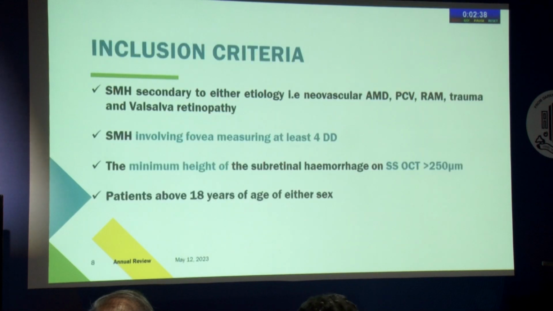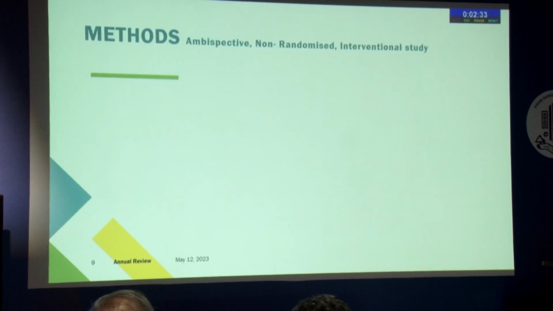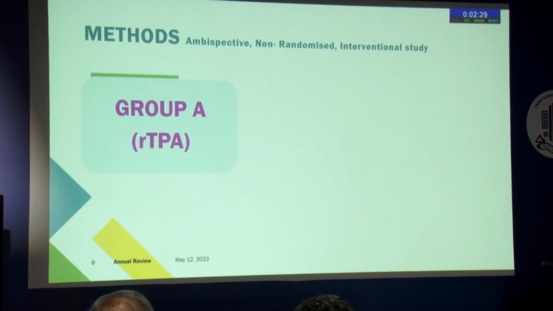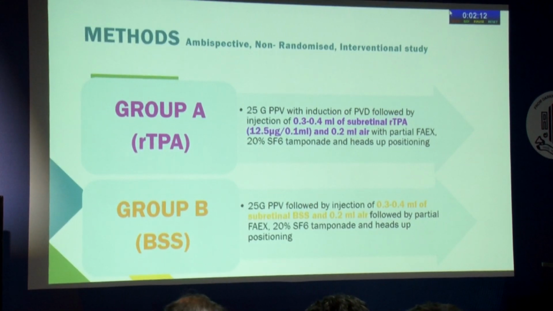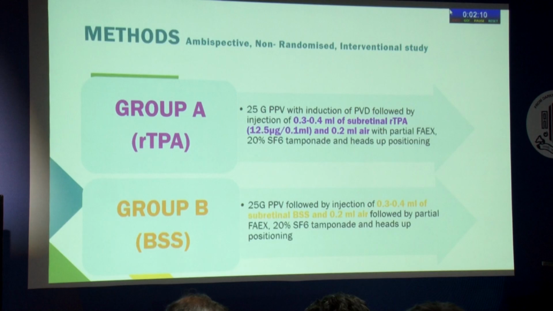The following was the inclusion criteria. Only the large submacular hemorrhages of less than 2 weeks duration were included. This was an ambispective, non-randomized interventional study in which the eyes were divided into 2 groups. Group A patients underwent PPV with induction of PVD, followed by injection of TPA and 0.2 ml of air, followed by partial fluid-air exchange, 20% SF6 tamponade and heads-up positioning. In Group B, the entire procedure remained the same, except that instead of TPA, subretinal BSS was used.